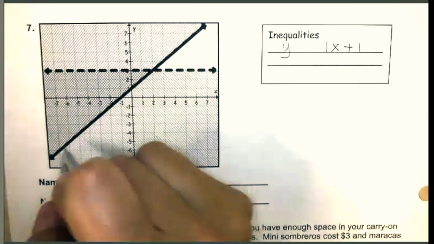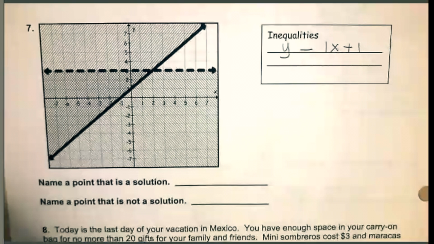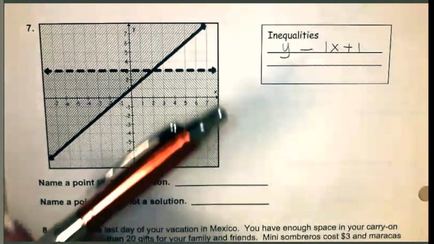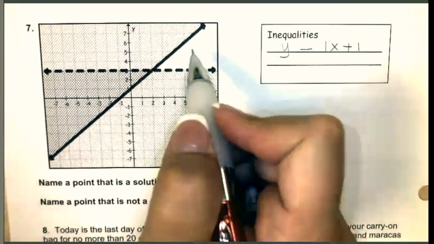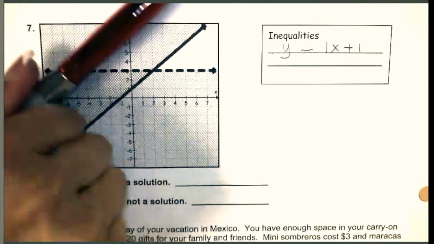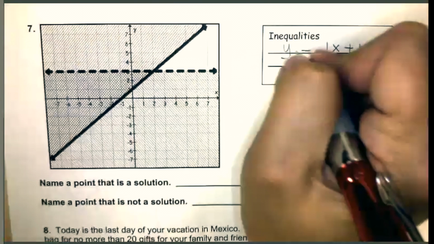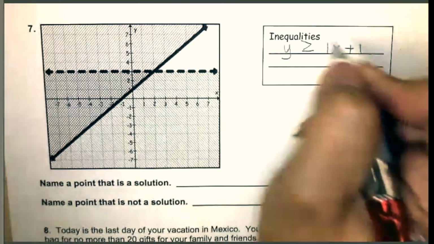Since this is a solid line, I know it's going to have an equal sign. And now we need to determine which way this line is shaded. It is shaded above because this space is open. There's no shading there. So I know that this line is shaded up this way. For it to shade up, the y has to be bigger because that's where y gets bigger. So that needs to be on the open side of our inequality.